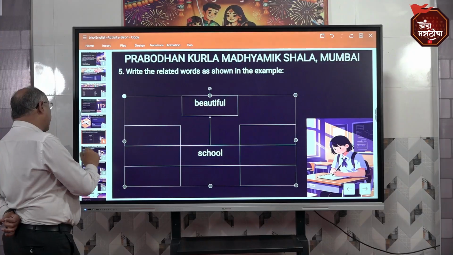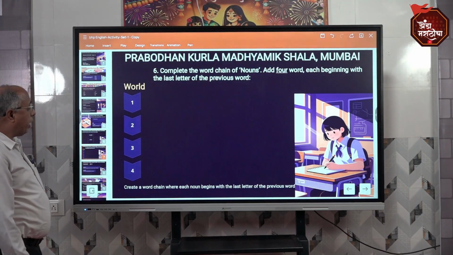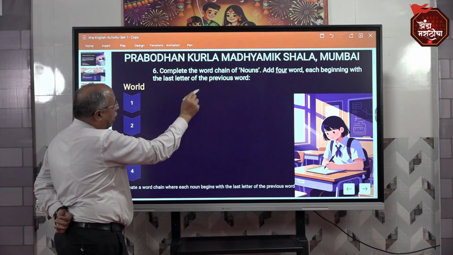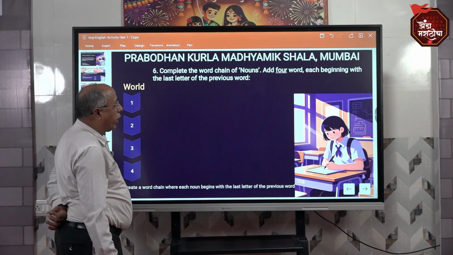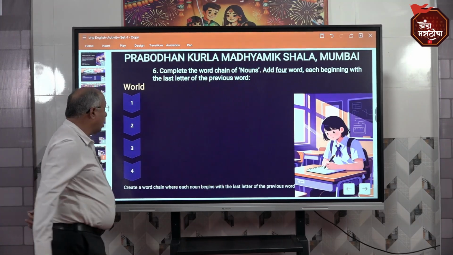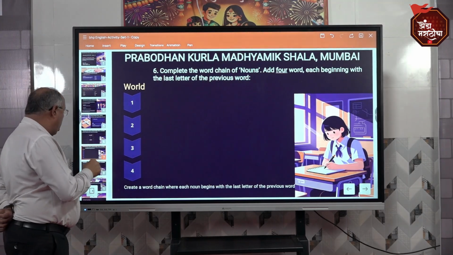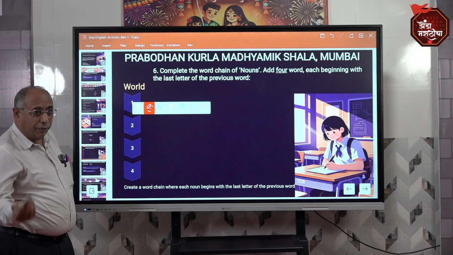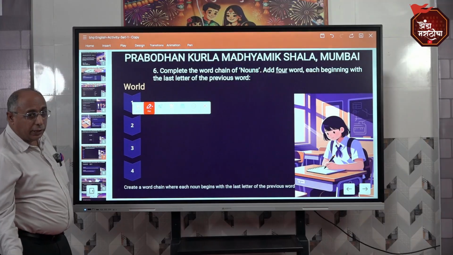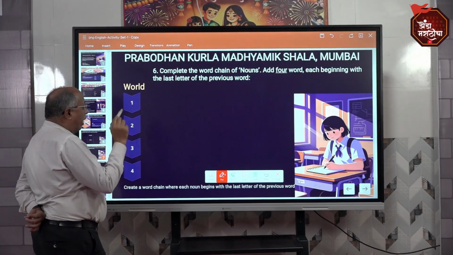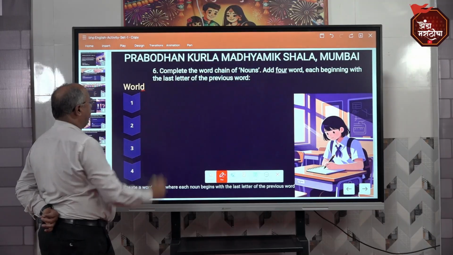Right now, let us go to the next step. This activity is activity number 6. Complete the word chain of the noun and 4 words, each beginning with the last letter of the previous word. It is important to know the last letter of the given word, and again you will make different words, the last letter will be considered and you can make the word chain here. The given word is word and the last letter is D.